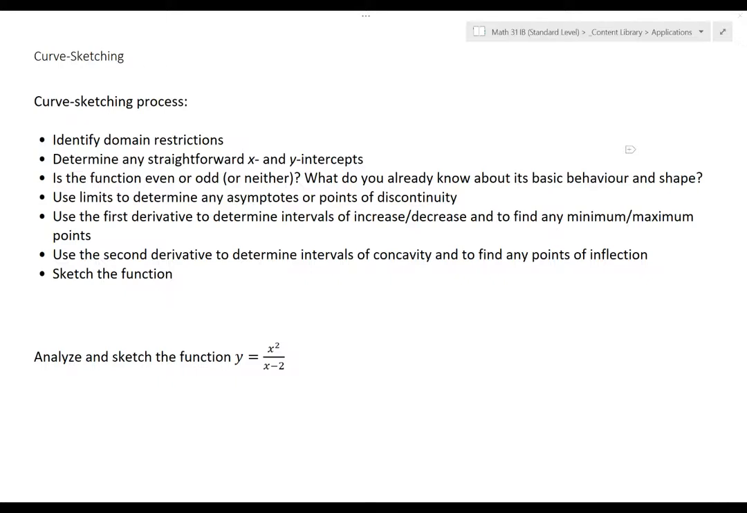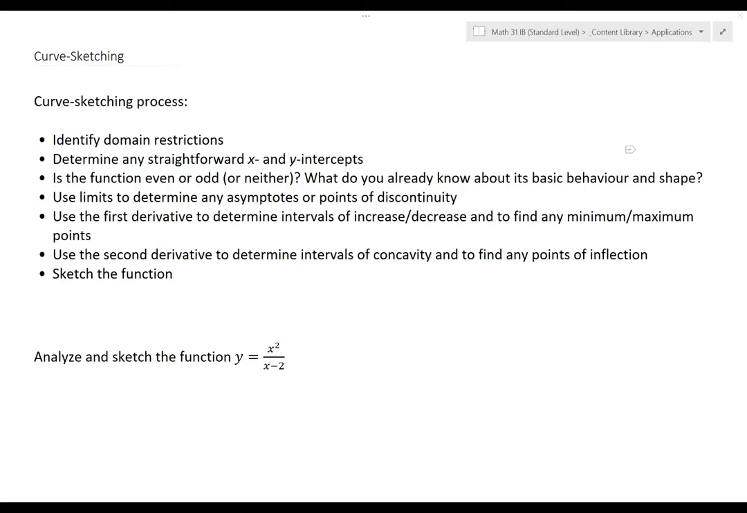Hello, in this video we're going to look at a full curve sketching process. So I've got the process listed here in terms of points. It doesn't necessarily mean that this is the order you proceed, but it is a pretty good order. So identifying domain restrictions, determining straightforward x and y intercepts. So y-intercepts should always be pretty straightforward. X-intercepts, don't spend a ton of time if it's going to take a lot of algebra.